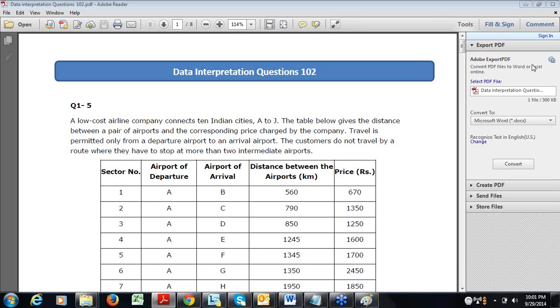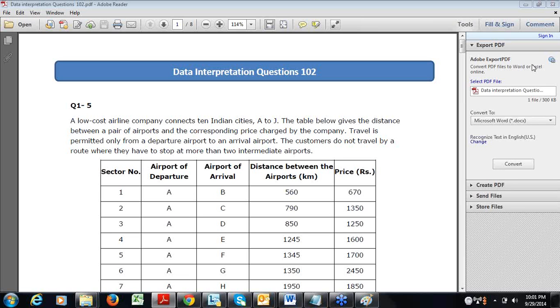Okay. So everybody might have received the question sheet today. I sent it well in advance. So continuing to the data interpretation classes.